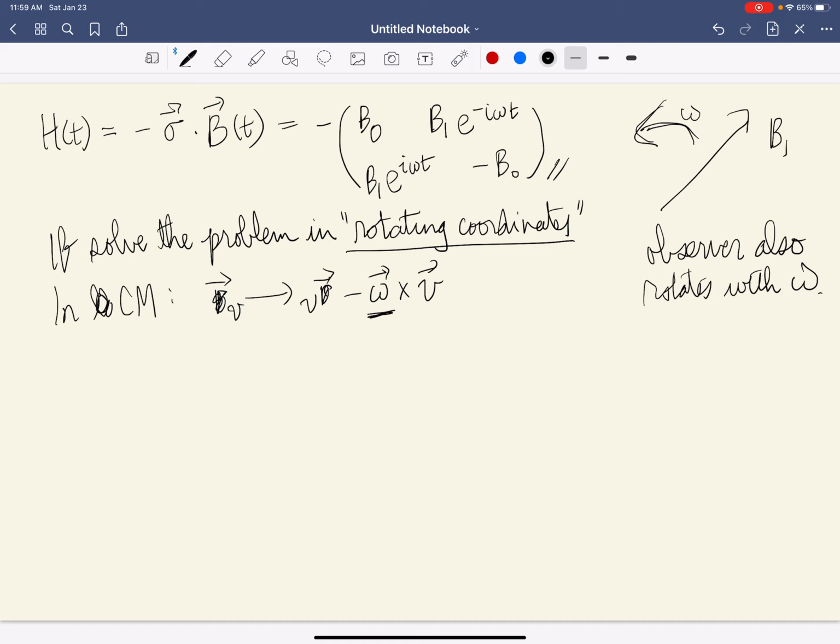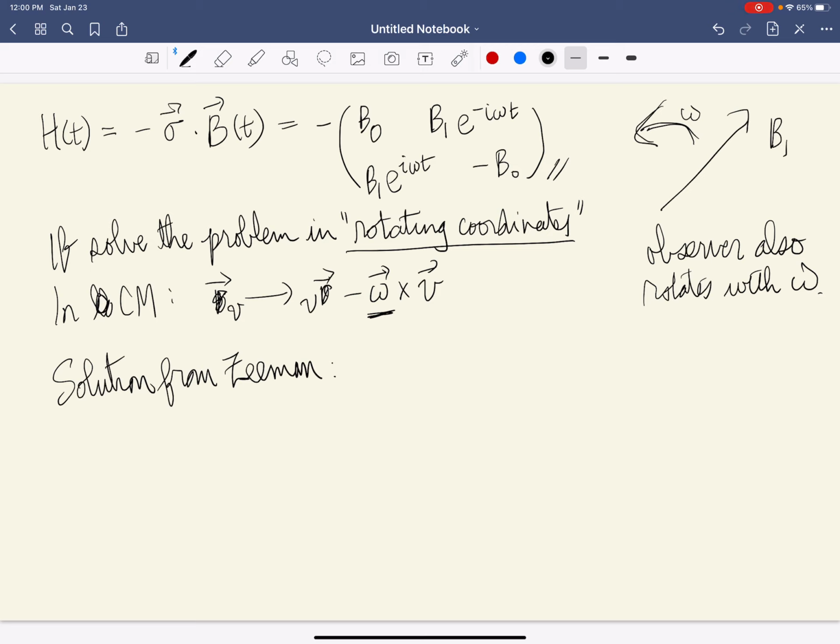And to figure out how to implement the rotating coordinates, one has to recall the fact that the solution from the Zeeman problem actually offered a clue.